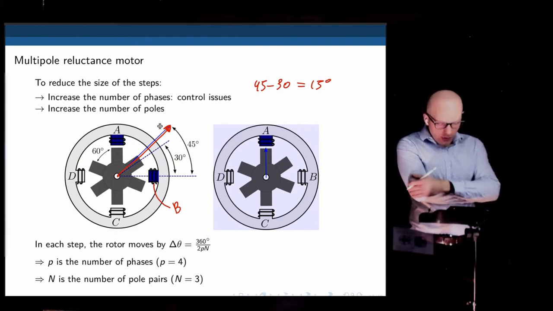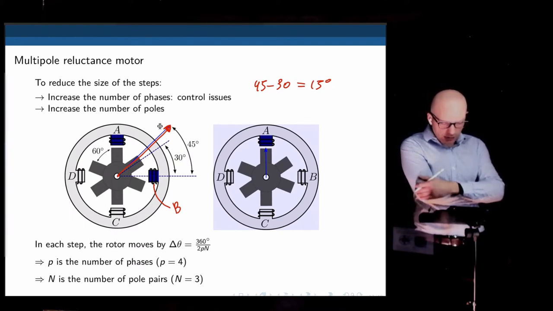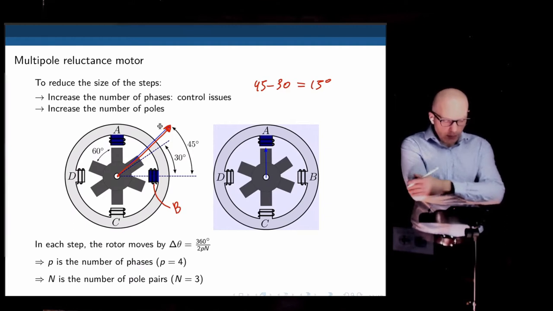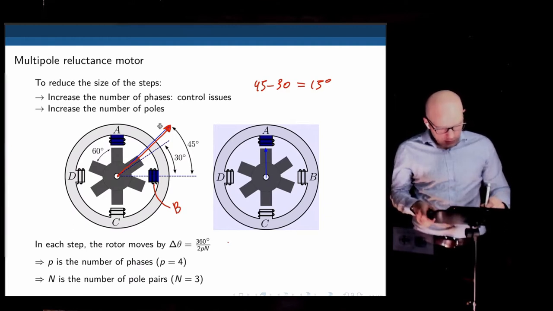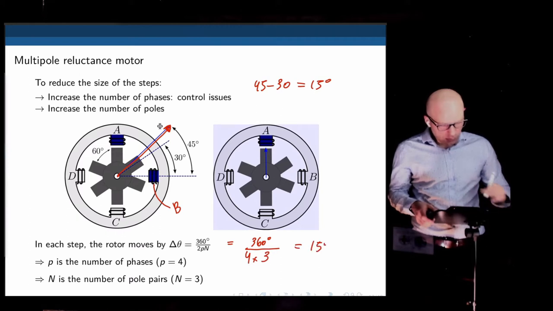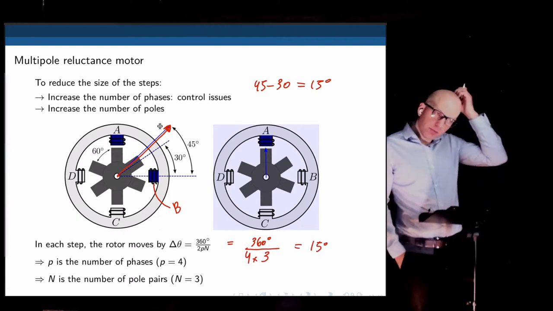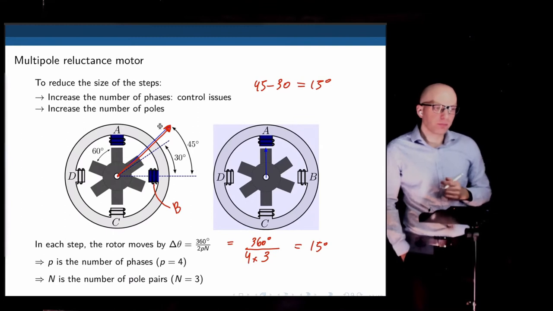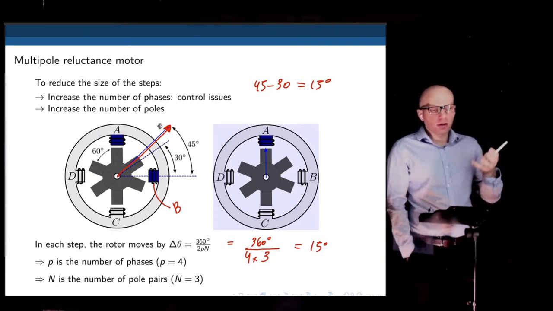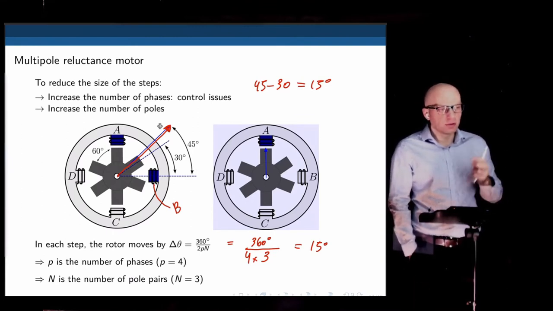Okay, so now what I have here, we have six poles, three pole pairs. So what is our accuracy? It's 360 divided by four phases, four coils, times three pole pairs, which should give 15 degrees. All right, so the more pole pairs we have, the smaller the step size and the smoother the rotation will be.